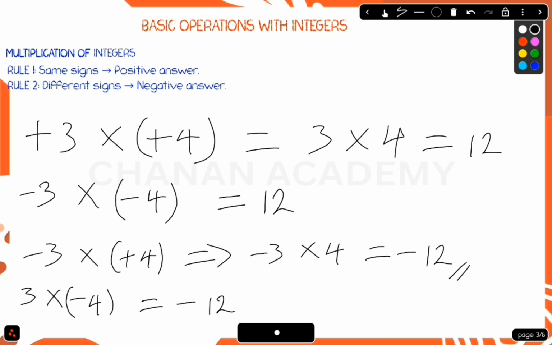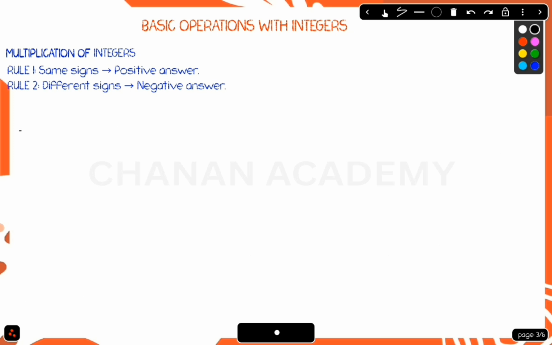Alright, so let's take another example. Let's say negative 5 multiplied by 6. Which rule are we going to follow, rule 1 or 2? Of course, rule 2, because the signs are different. We already know our result is going to be negative, so we just put the negative there. So 5 multiplied by 6, the result is 30. So this is our answer, negative 30.